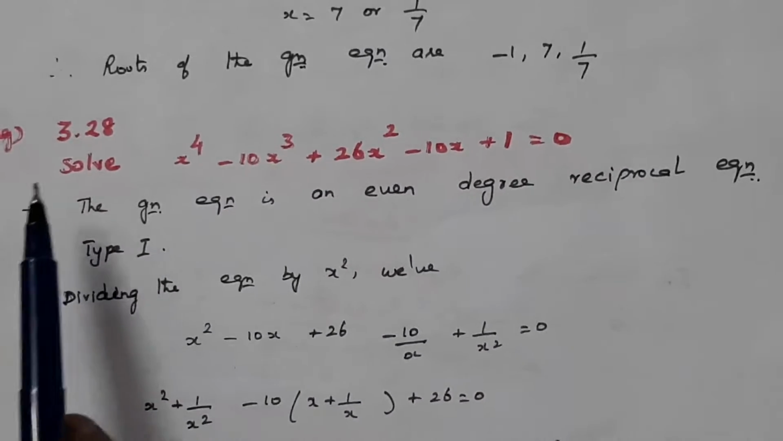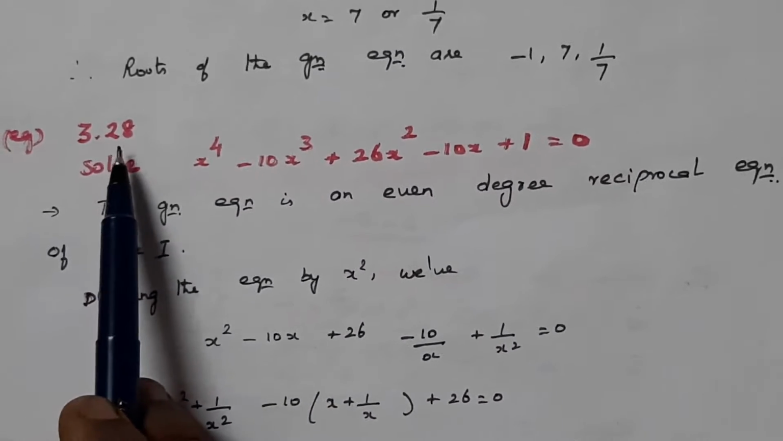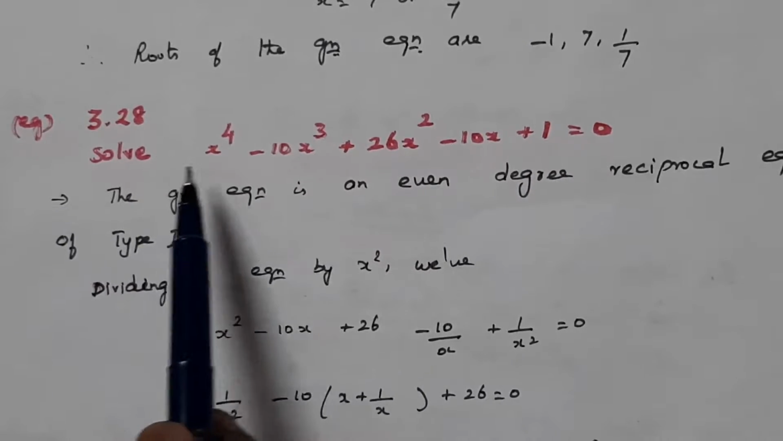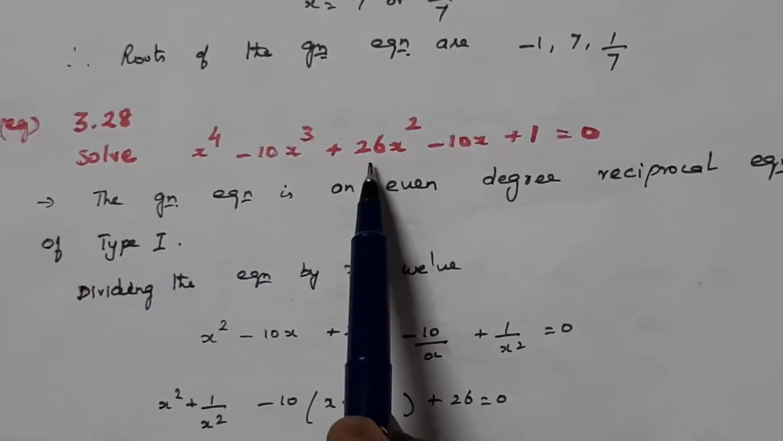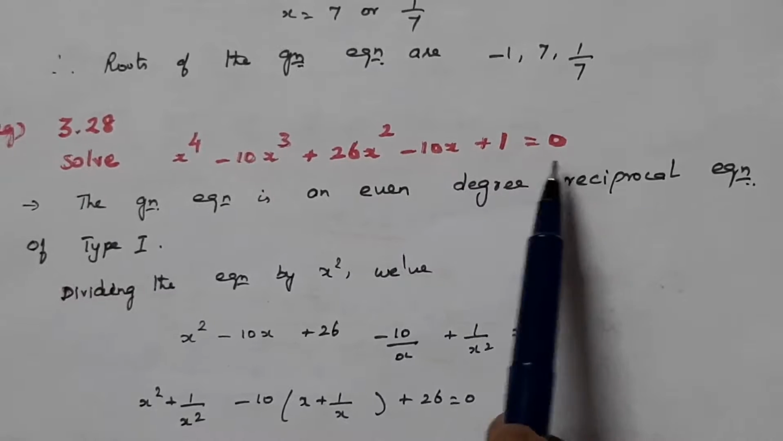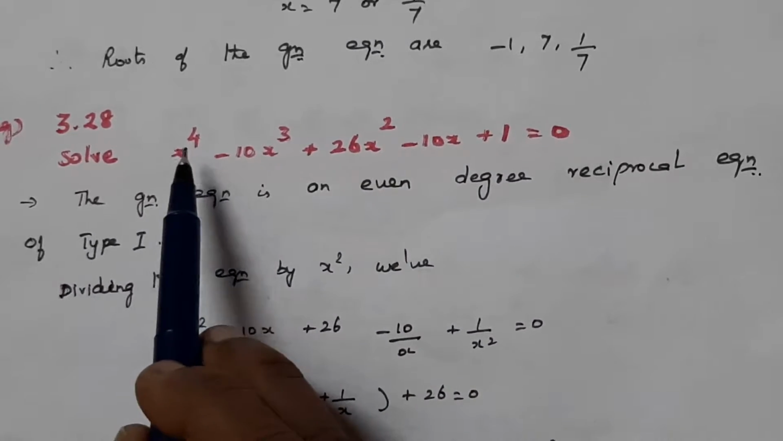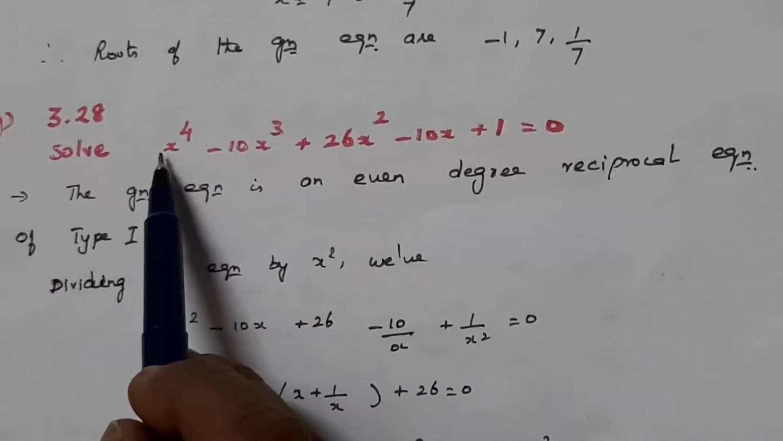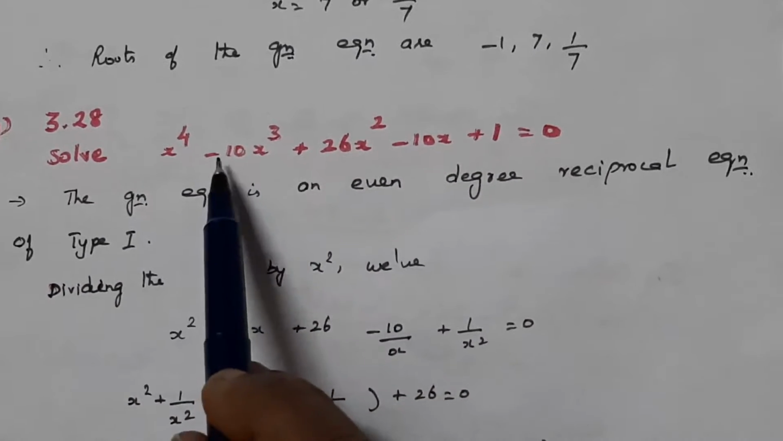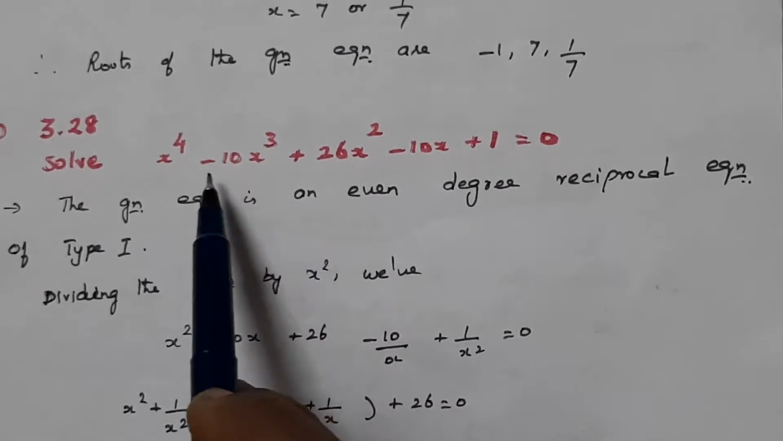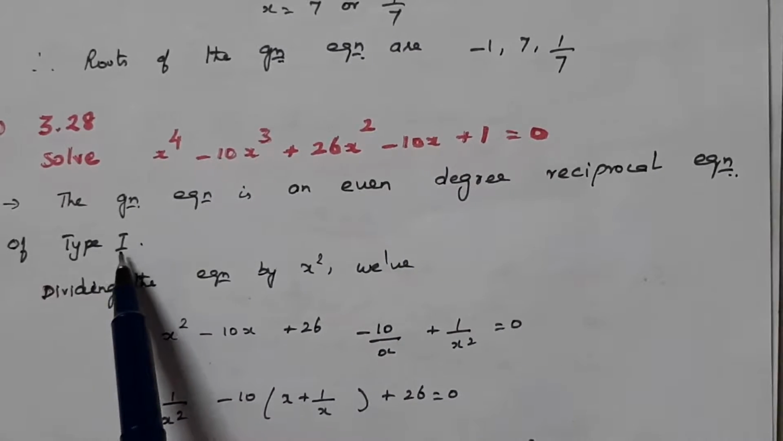Now, let us see one more example, 3.28, which is: solve x power 4 minus 10x cube plus 26x squared minus 10x plus 1 is equal to 0. Now, look at this. What type of equation is this? This is an even degree. Again, look at the coefficients: plus 1, minus 10, plus 26. So it is an even degree reciprocal equation of type 1.